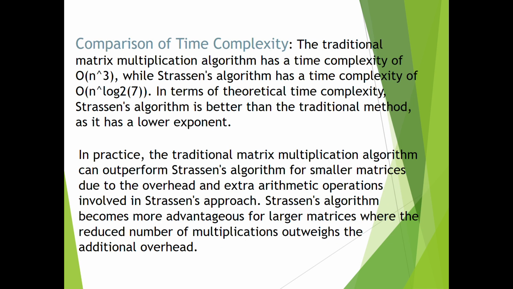Comparison of time complexity: we have compared the time complexity of both the traditional and Strassen's matrix multiplication. Traditional contains n to the power 3 and Strassen's contains n to the power 2.81. In practice, the traditional matrix multiplication algorithm can outperform Strassen's algorithm for smaller matrices due to the overhead and extra arithmetic operations involved in Strassen's approach. Strassen's algorithm becomes more advantageous for larger matrices, where the reduced number of multiplications outweighs the additional overhead.